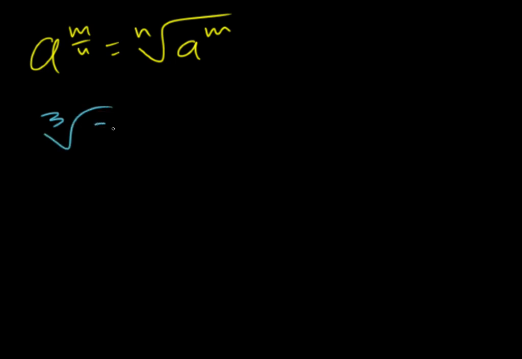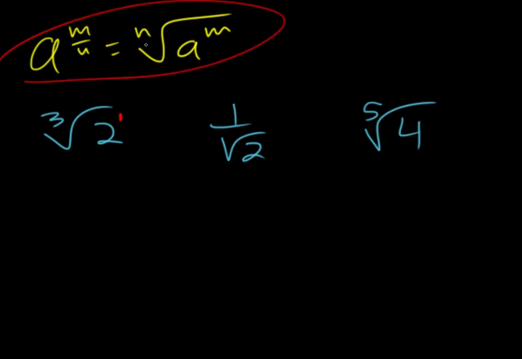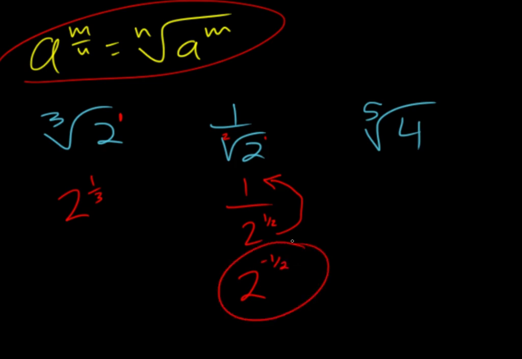So if we have this, or this, they want us to write it as a single power of 2. So the first thing to notice, there's a 1 right here. And if we use this relationship, we get 2 to the 1/3. Over here, we're going to first get 1 over, there's an implied 1, so that's 2 to the 1/2, but that's on the bottom of a fraction. So if we bring it up top, we change the exponent to being negative. And so that would be our answer.